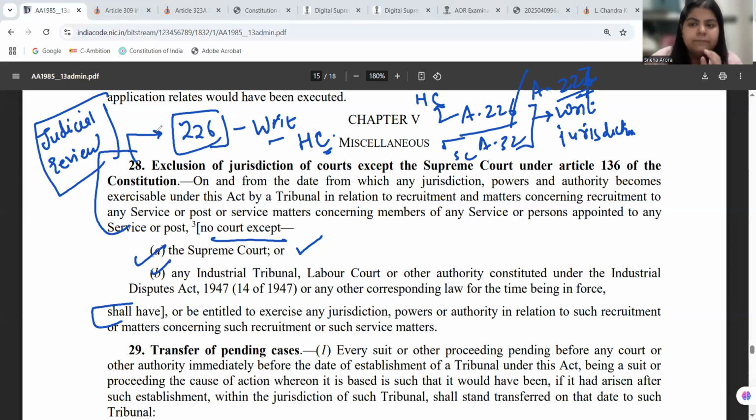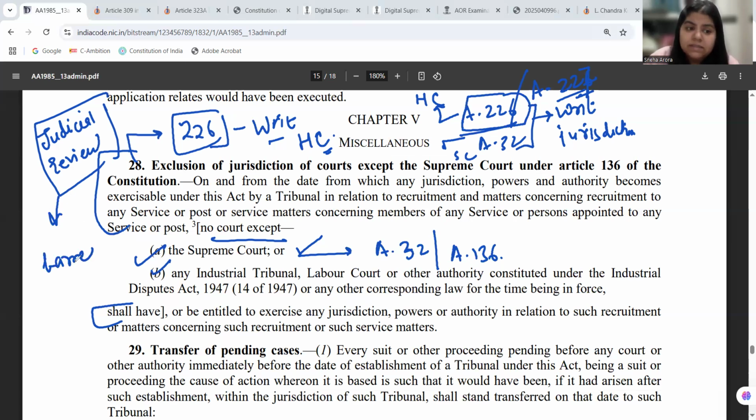Now, when you bar, here it is written Supreme Court. So when we are writing Supreme Court, we may consider Article 32 and we may consider Article 136, because it is not mentioning just SLP, just 136. So when we are writing no court except the Supreme Court, we can say that it is also allowing Article 32, but it is not allowing Article 226, the High Court supervisory jurisdiction, right? So here, your judicial review has been barred. In a sense, your High Court's judicial review has been barred.